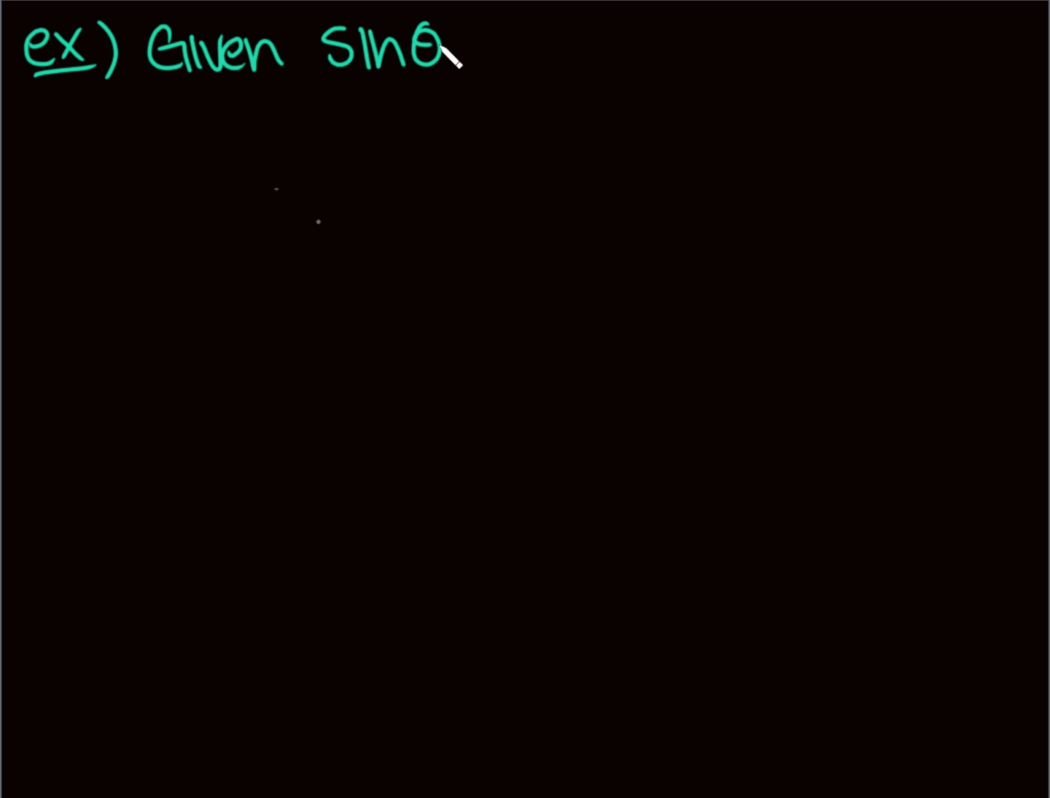Okay, so let's say that I know that the sine of some angle theta, I don't know what angle theta is, but I know that the sine of it is 3/5, and that theta is in quadrant 2. So I'm going to say that theta is between pi over 2 and pi, or I could just state that theta is in quadrant 2.